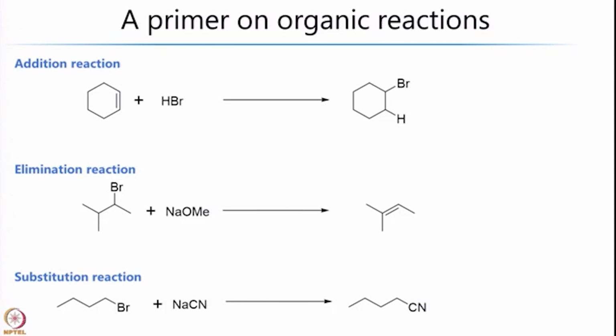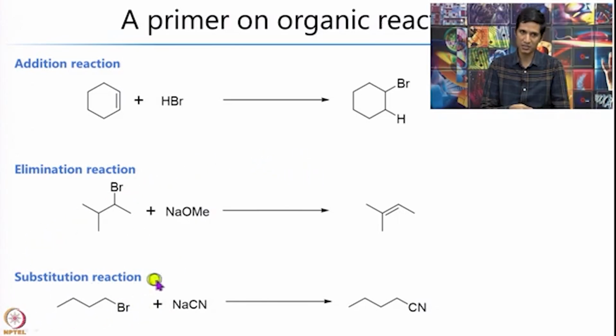And finally, another very intuitive class of reactions is what is called a substitution reaction. Here again I have an N-butyl bromide, and this is reacted with sodium cyanide, and the bromo is replaced by the cyano group. So, this is a simple substitution of one group by another group, and these kinds of reactions are called substitution reactions, and there are a number of them. We shall look at them in some detail.